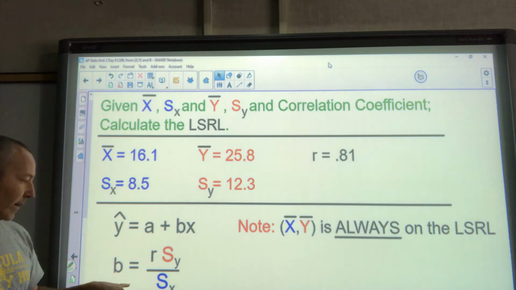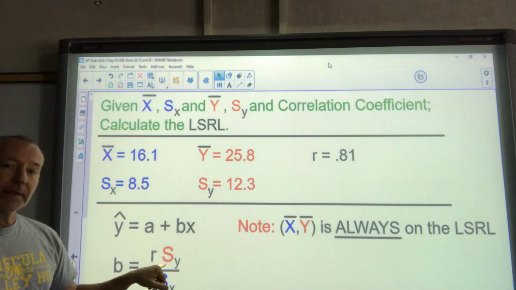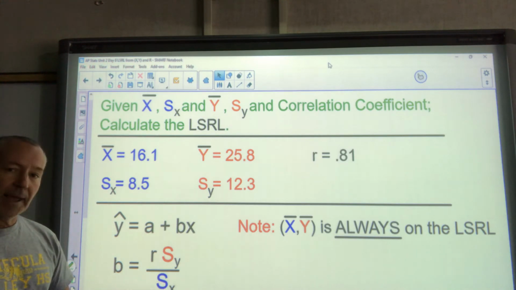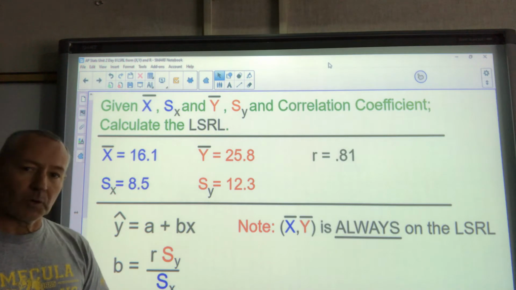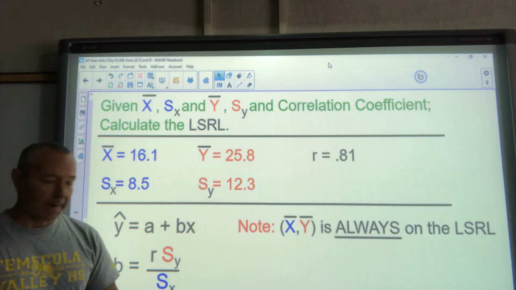The slope is what we're going to do first. It is calculated by the correlation coefficient multiplied by the standard deviation of y over the standard deviation of x. It helps me a little to remember that the slope is rise over run, and that's your y over your x. That kind of goes with that.